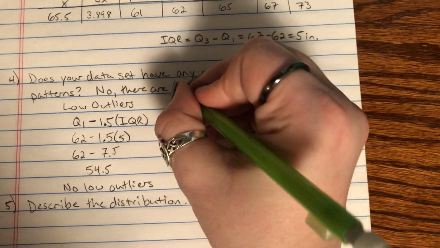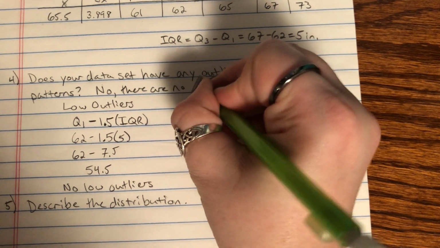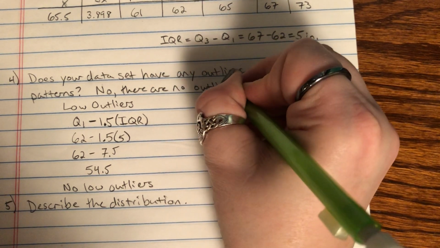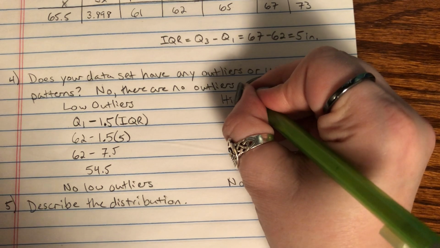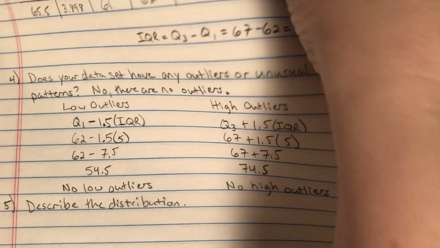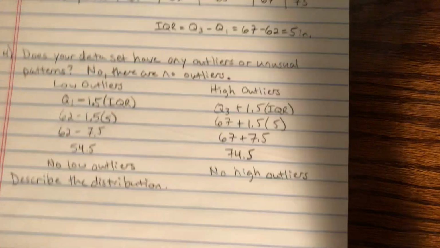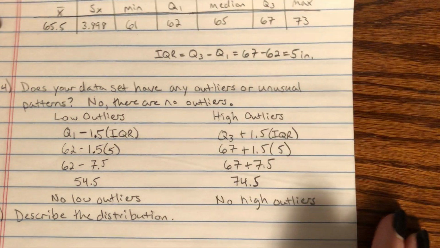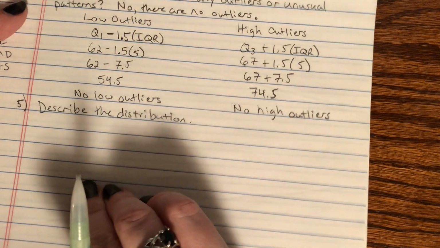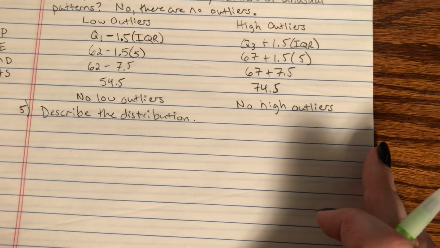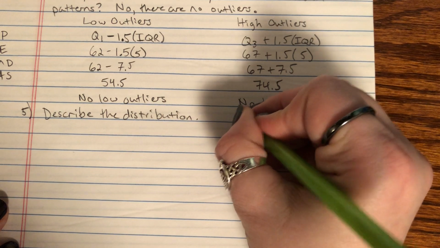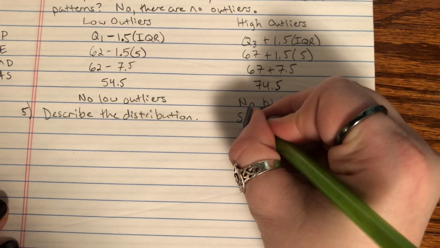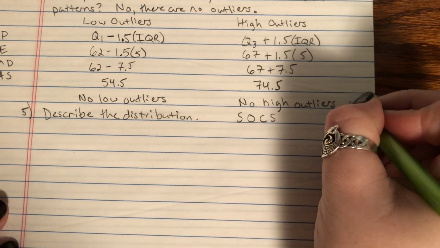So I'm going to answer this as no, there are no outliers. Unusual patterns would be like multiple modes, so like multiple peaks. You don't really have that here. Now, when you go to describe the distribution, you need to describe it using your SOCS: shape, outliers, center, and spread.